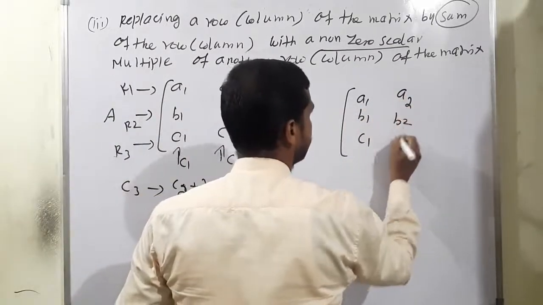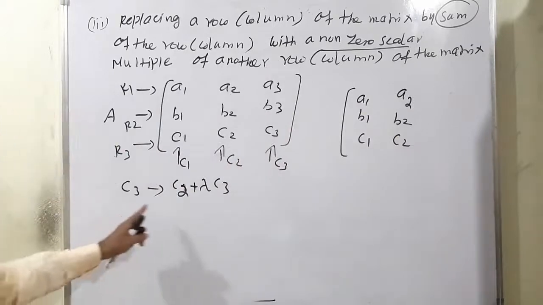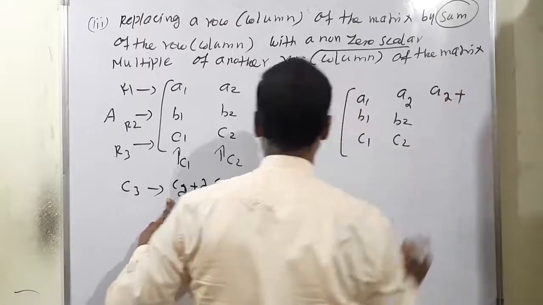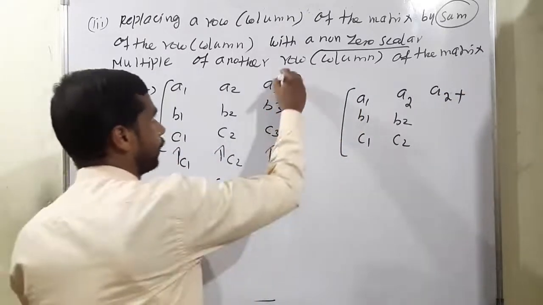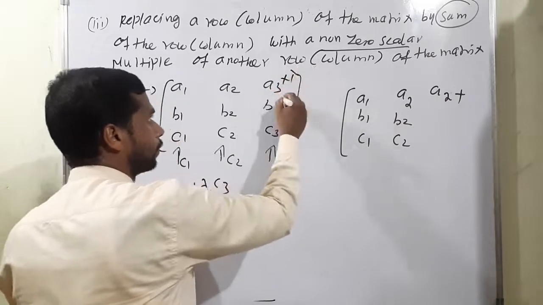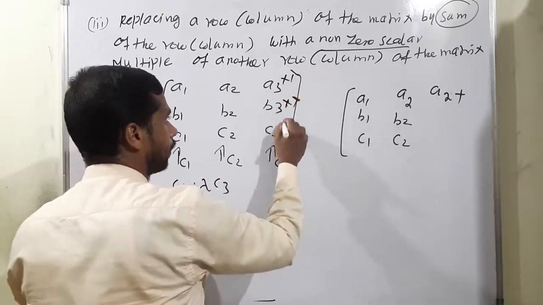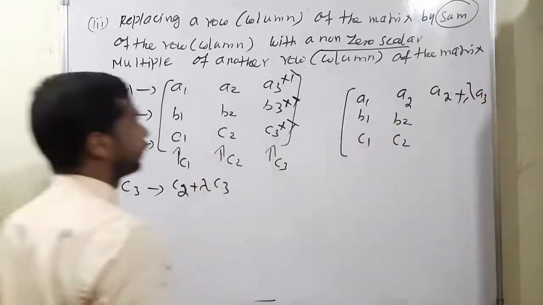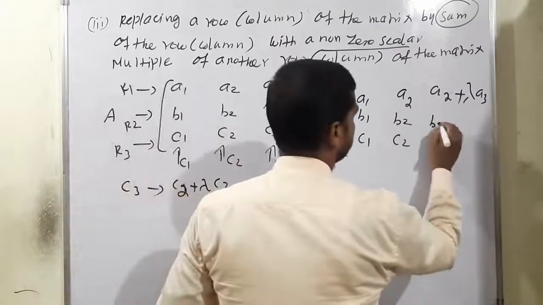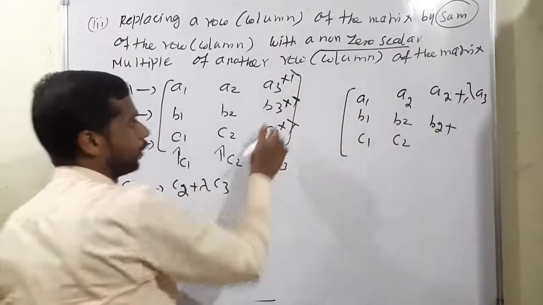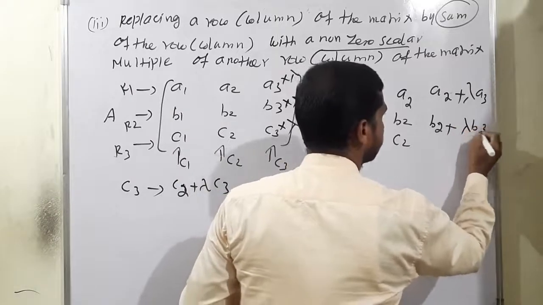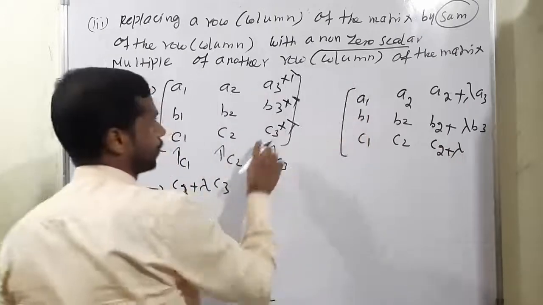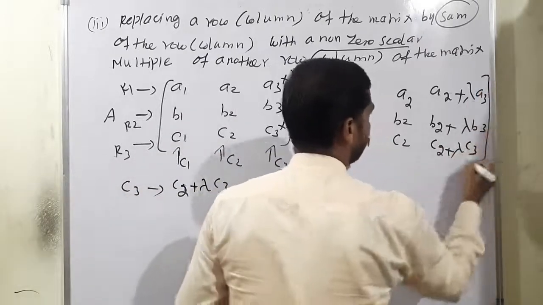But C3 becomes C2 plus lambda into C3. C2, what is the value? A2, plus again lambda into C3. Therefore each and every element you have to multiply by lambda. Here also into lambda, here also into lambda. Therefore lambda into A3. Next condition also B2 plus lambda into B3. Then C2 plus lambda into C3. This is the way.